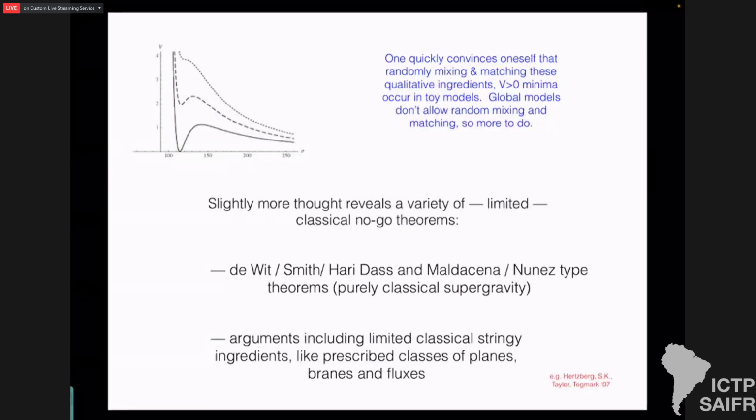Two famous ones dating from the 80s and about 2000 are those of de Wit, Smit, Hari Dass, and Maldacena-Nunez, which basically show that in classical supergravity with a variety of ingredients, it's impossible to find a stable de Sitter vacuum. Another set of arguments that, for instance, we generated with Taylor and others around 2007 show that even if you include some of the stringy ingredients, not all of them, but you include O-planes and D-branes of certain sorts that occur in certain models and certain fluxes, scaling arguments show that you can get positive energy, but you can't get a classical de Sitter vacuum. Okay, so the list of ingredients there was limited. It's sort of obvious how you go beyond the list of ingredients based on the assumptions of the theorem.